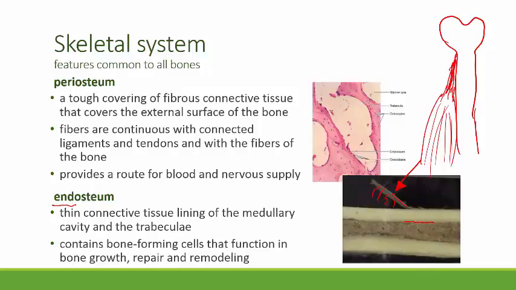And so it's a thin connective tissue lining that is found lining the medullary cavity, and it also covers the trabeculae of spongy bone. This is a trabecula here. Here's another trabecula, and there is a layer of endosteum that covers over the trabecula. This is where we find the bone-forming cells that are going to be involved in bone growth and bone repair, and a process that's known as remodeling. Just like you could remodel a house, our bones are constantly being remodeled as damage occurs.